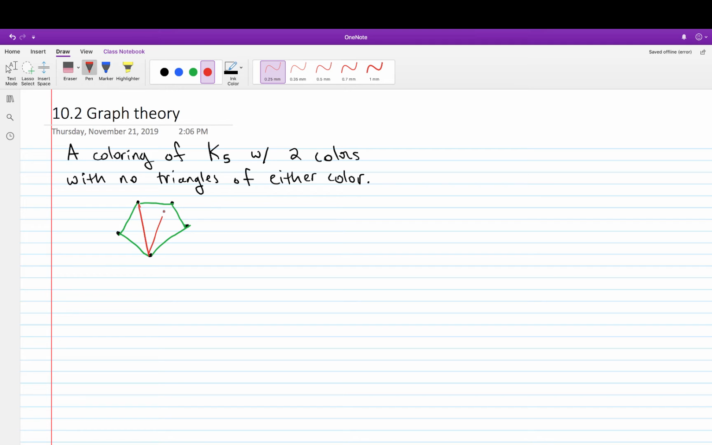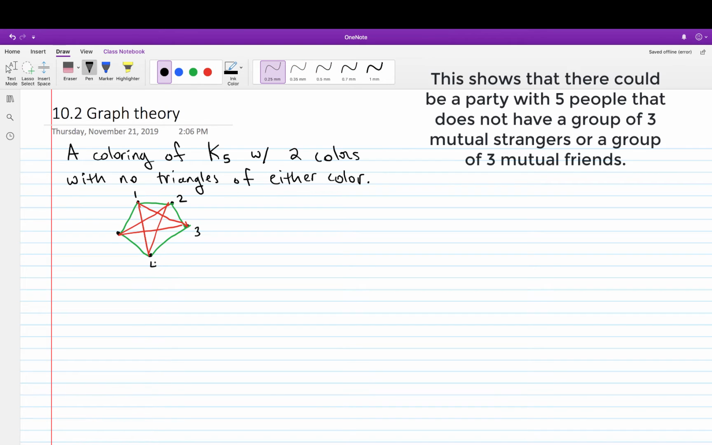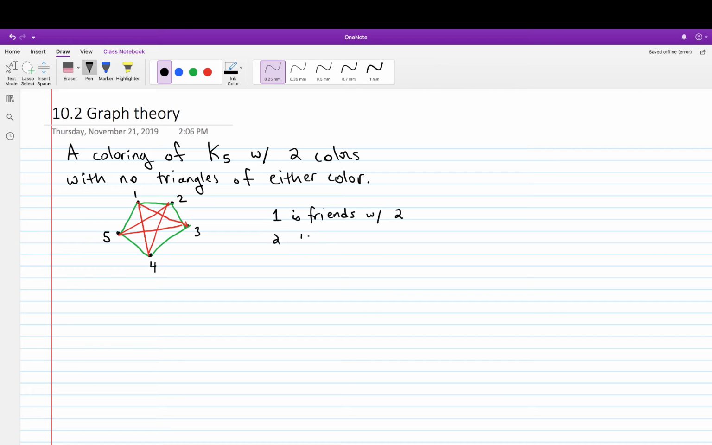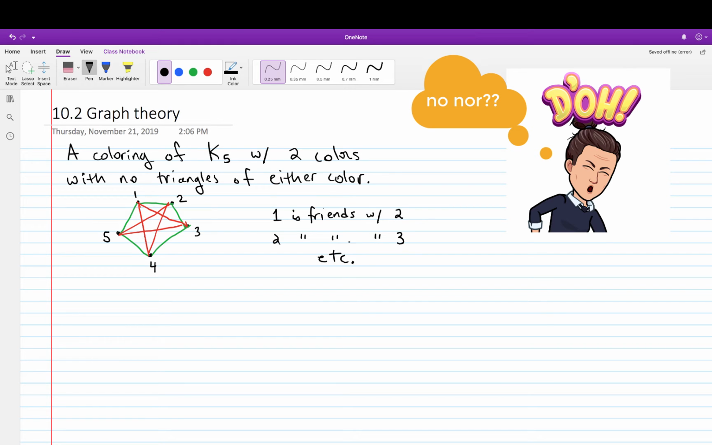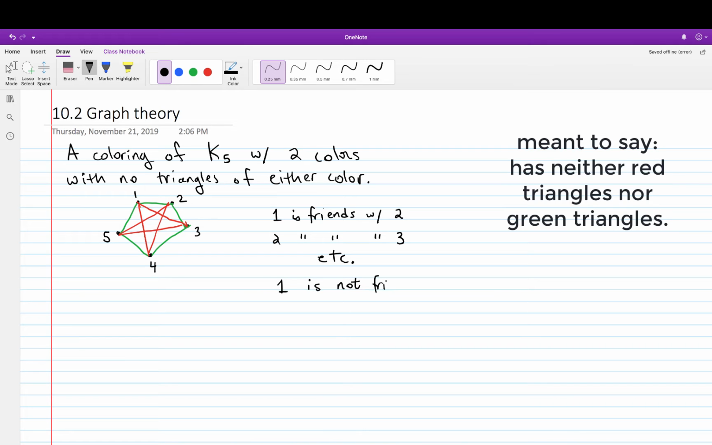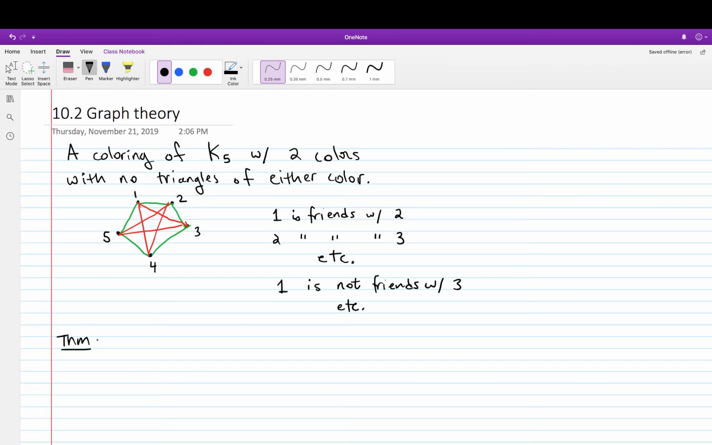And so what I'm drawing right now is an example of a coloring of the K5 graph using two colors that has no red triangle nor green triangle. So this would correspond to no triangle of friends or triangle of non-friends. Okay, so K6 is the smallest complete graph that is forced to have a triangle in a two coloring.